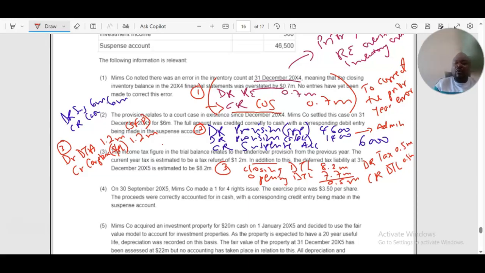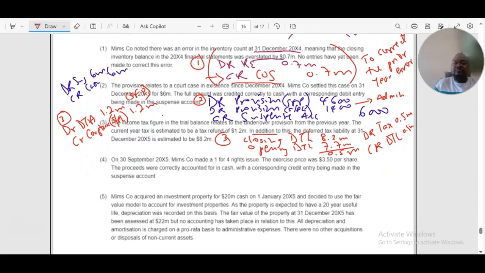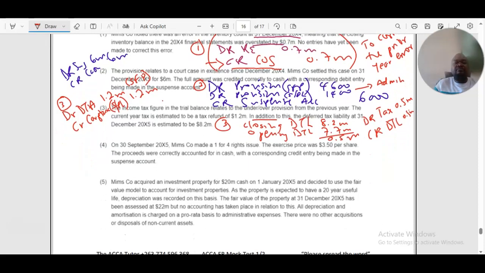Let's do note number 4. On 3rd September 2025, Mims Company made a 1 for 4 rights issue. The exercise price was $3.50 per share. The proceeds were correctly accounted for in cash, with a corresponding credit entry being made in the suspense account. So we need to establish how much the proceeds were.